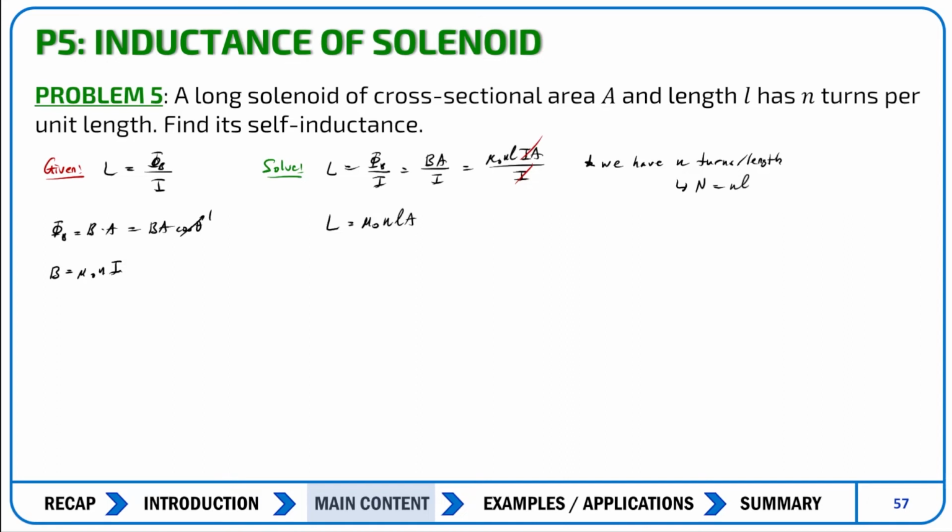When we use N in this equation for B, it's the total number of turns that we have, but we're given N turns per unit length and a length L, so we have to figure out the total number of turns N. So in this case, we now have mu naught NLA, which is correct. And that is your self-inductance of the solenoid.